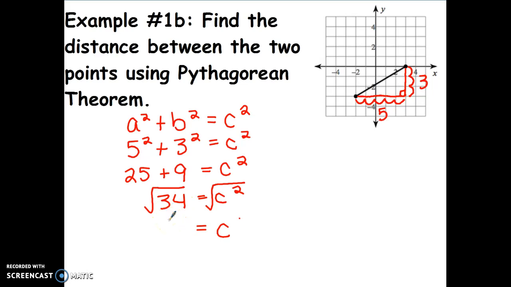That gives us square root of 34. So you need to press your SD button to convert it into a decimal. And then you get something like 5.83095 and so on. Let's just round to one decimal place. So the answer would be 5.8. The length of this line segment is 5.8 units.